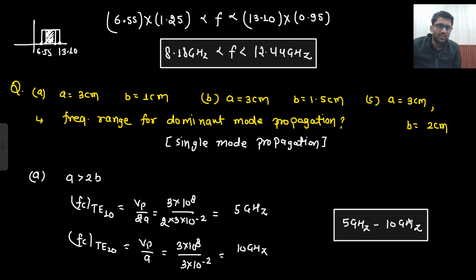Let's check the second case where A equals to 2B. Here A is equals to 2B, right? So what is the cutoff frequency for TE10 mode? That is Vp by 2A only. So that would be same 5 gigahertz only. But if A is equals to 2B, then you can calculate anything. You can calculate for TE20 as well, or you can calculate for TE01 as well. What will be the formula? For TE20 it will be Vp by A, and for TE01 it will be Vp by 2B. Both will be same because A is equals to 2B. So answer will be coming out to be 10 gigahertz only.